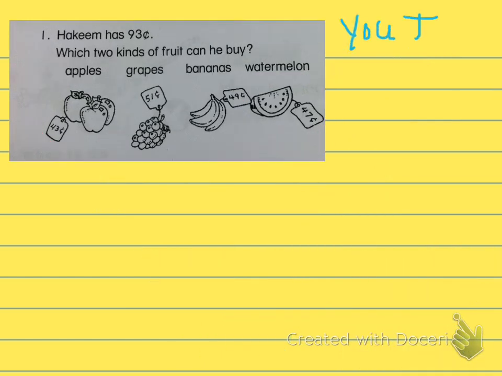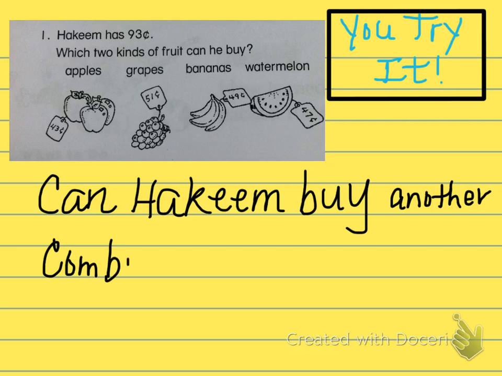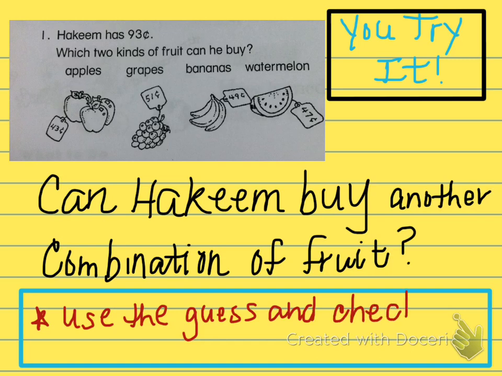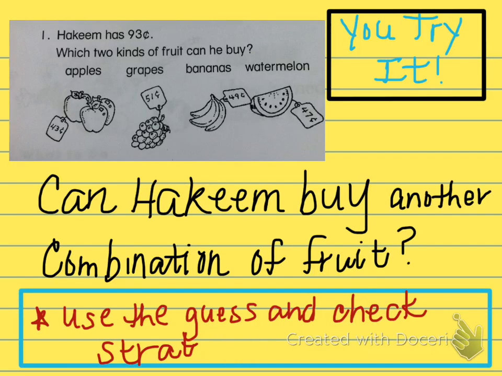Now, I want you to try it this time. There is another combination of fruit that you can put together here, which Hakeem can afford. Okay, so this time you're going to try it. Can Hakeem buy another combination of fruit? Okay, this is your hint. Use the guess and check strategy. Okay, I want you to use the guess and check strategy to look and solve this. I'll give you a few seconds to solve. Okay, if you want to finish watching the video, you can go back to this problem at the end. Okay, I'm going to go over the review, and then you can go back to this slide and solve the problem.